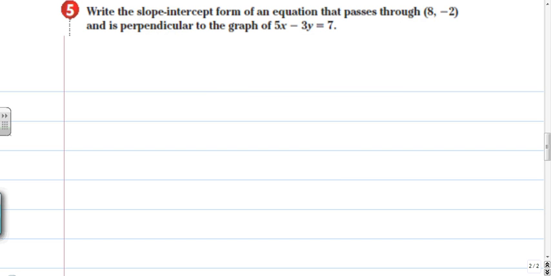Okay, it's asking to write the slope-intercept form. Slope-intercept form, right away, you know it's going to be y equals mx plus b. So know the forms.